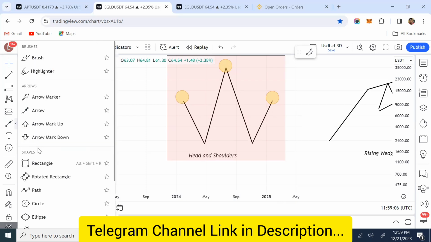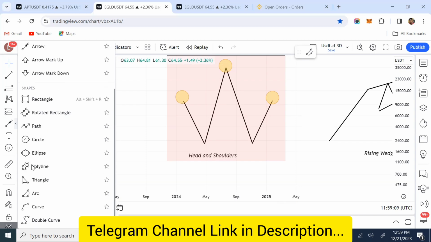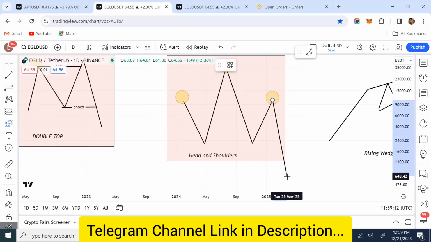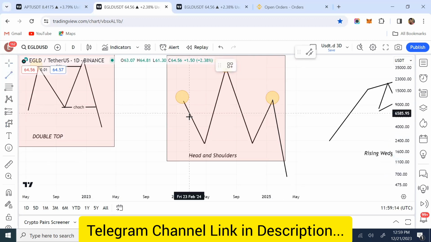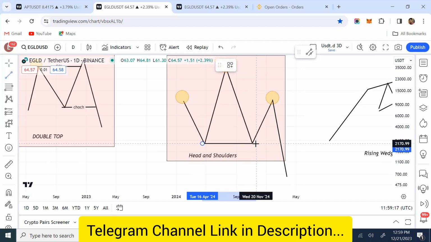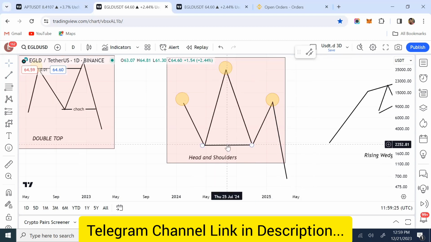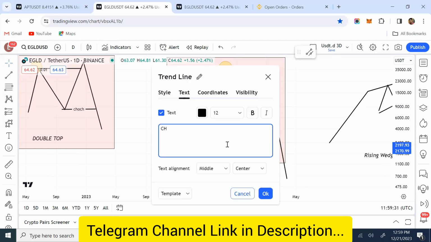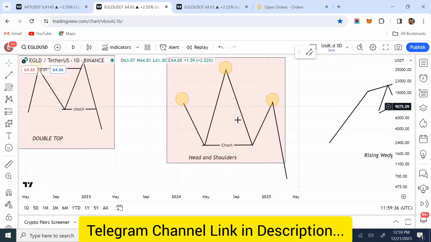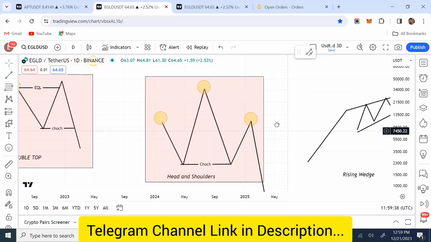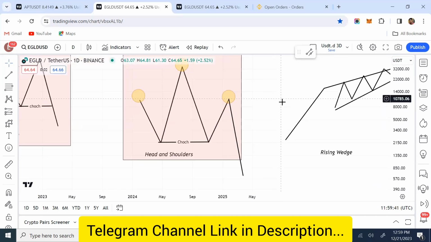This is looking more like a typical head and shoulders, isn't it? So price will do this, break structure to the downside, right? So we're going to have our change of character right there. Then price will reverse to the downside. All right, that's basically what price is going to do.